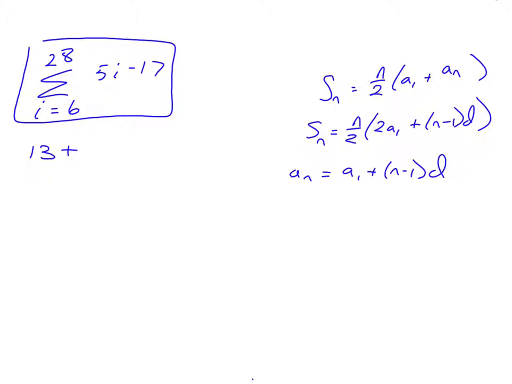To get the next term, you increase what you plugged in by 1. I plugged in 6 the first time, so I'm going to plug in 7 the second time. 7 times 5 is 35, and 35 minus 17 gives me 18. So then what would I plug in the next time? 8. I plug in 8, which gives me 40, and 40 minus 17 gives me 23.